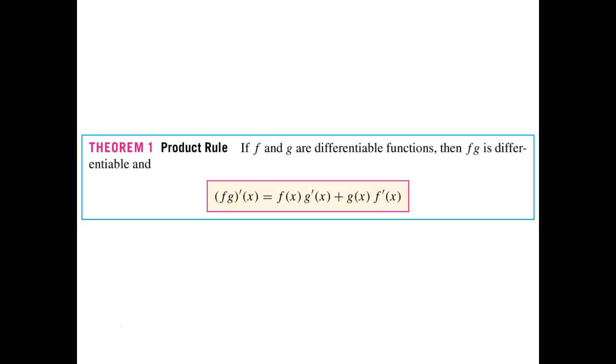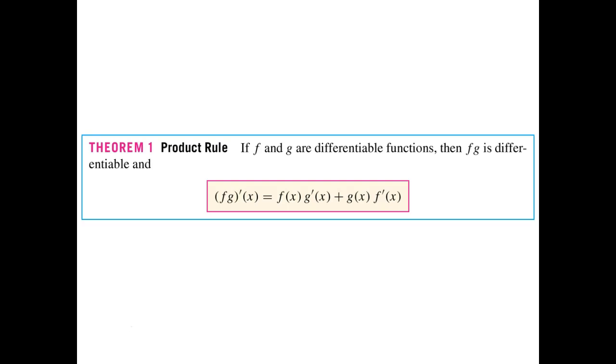Not always, but most of the time. Smooth and continuous. The only problem there, if you run into a vertical tangent, then you can't do that either, okay? But F and G are both differentiable functions. Then FG, the product of the two, is also differentiable, just like it was for sums and differences, except that the rule is different.